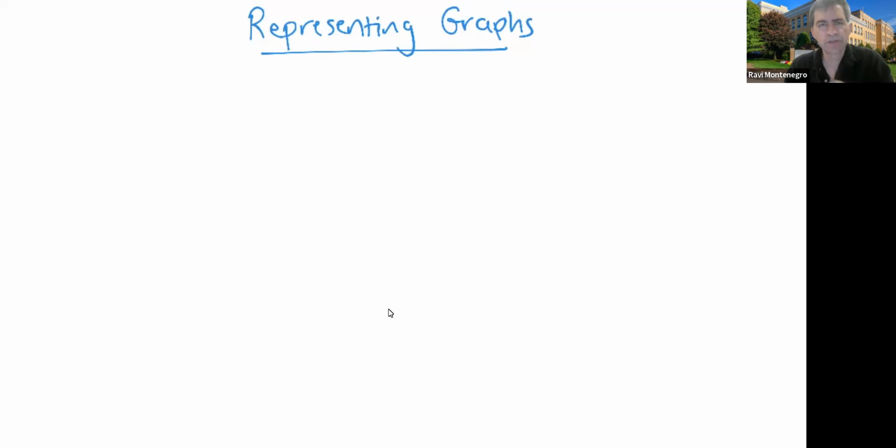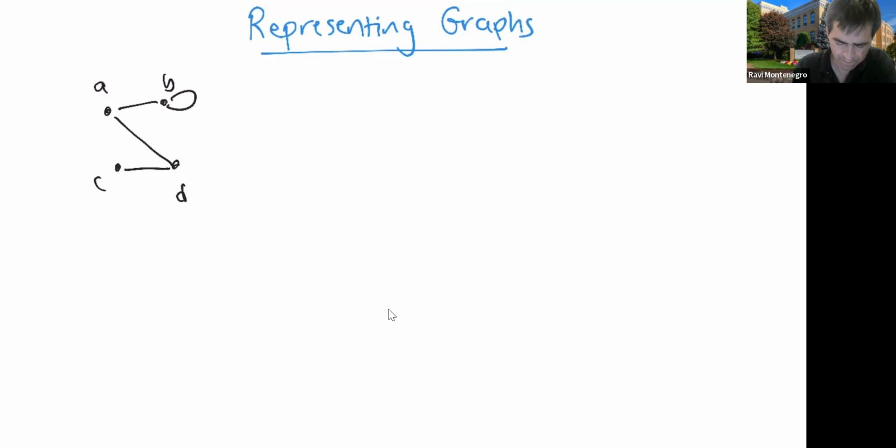Okay, so I'm going to look now at how to represent a graph. And you've seen a bit of this already. So a typical way of representing a graph is with some points, perhaps 4 points, maybe throw in a loop or two. So this is an example of a graph. And another way of representing the graph is by listing every pair that makes an edge.